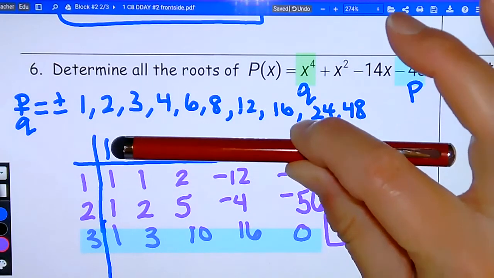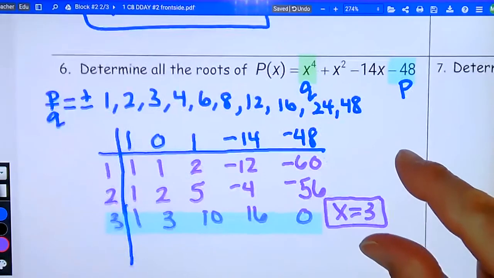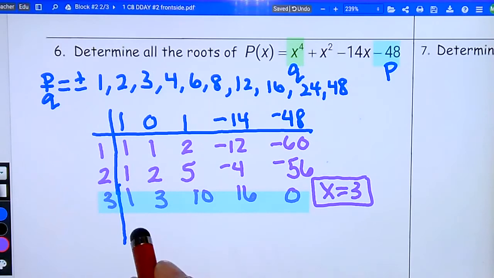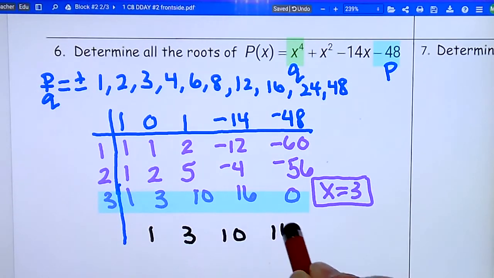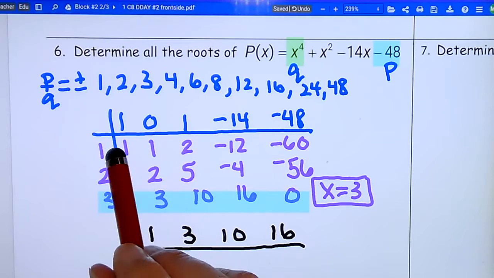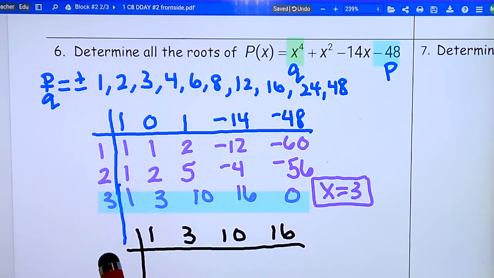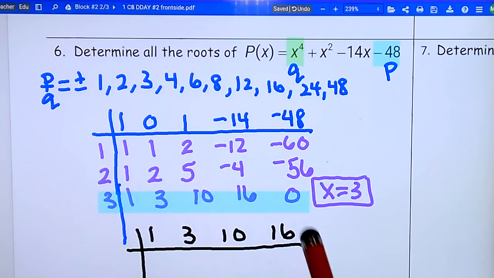So this was a degree 4. Now I have a 3. I'm going to take this 3 and I'm going to do this 3. Okay, so 1, 3, 10, 16. Now, 1 didn't work, it's not going to work again. 2 didn't work, it's not going to work again. 3 did work, could work again. However, notice that this is now a 16.